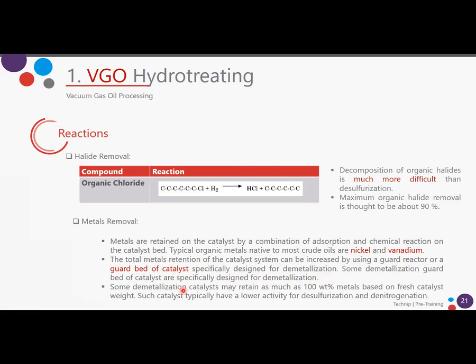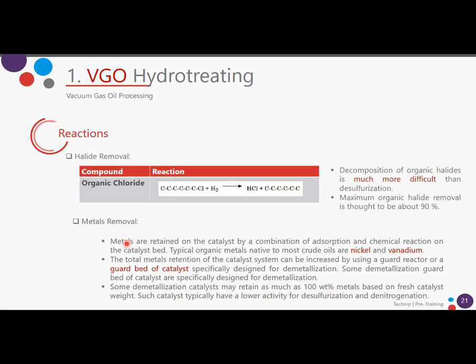Like it says here, no? That you can retain the metals, but this catalyst will have a lower activity for the other reactions. We will see when we see the reactors now, the catalyst that we will use in the reactor, that we will have in one bed different types of catalysts. So the licensor has designed the reactor with 3 beds, but with different catalysts in each bed.